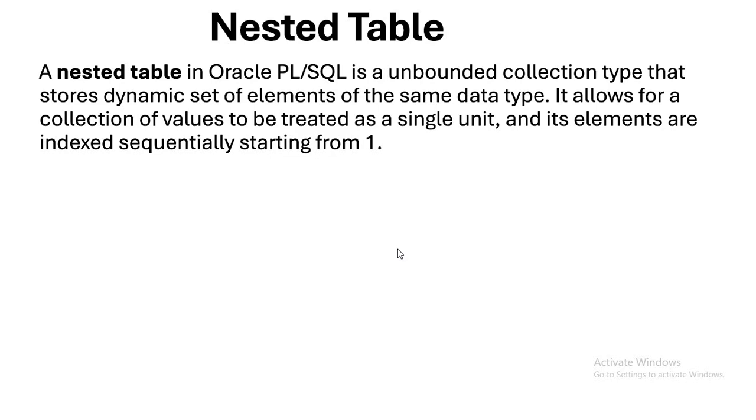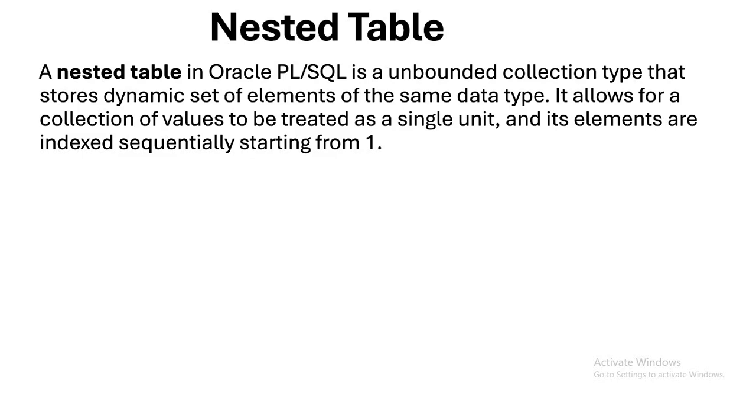Hello everyone, in our earlier video we discussed associative arrays. In this video we'll discuss another type of collection, which is the nested table. So let's start. A nested table in Oracle PL/SQL is an unbounded collection type that stores a dynamic set of elements of the same data type. It is similar to an associative array, and its elements are indexed sequentially starting from 1.